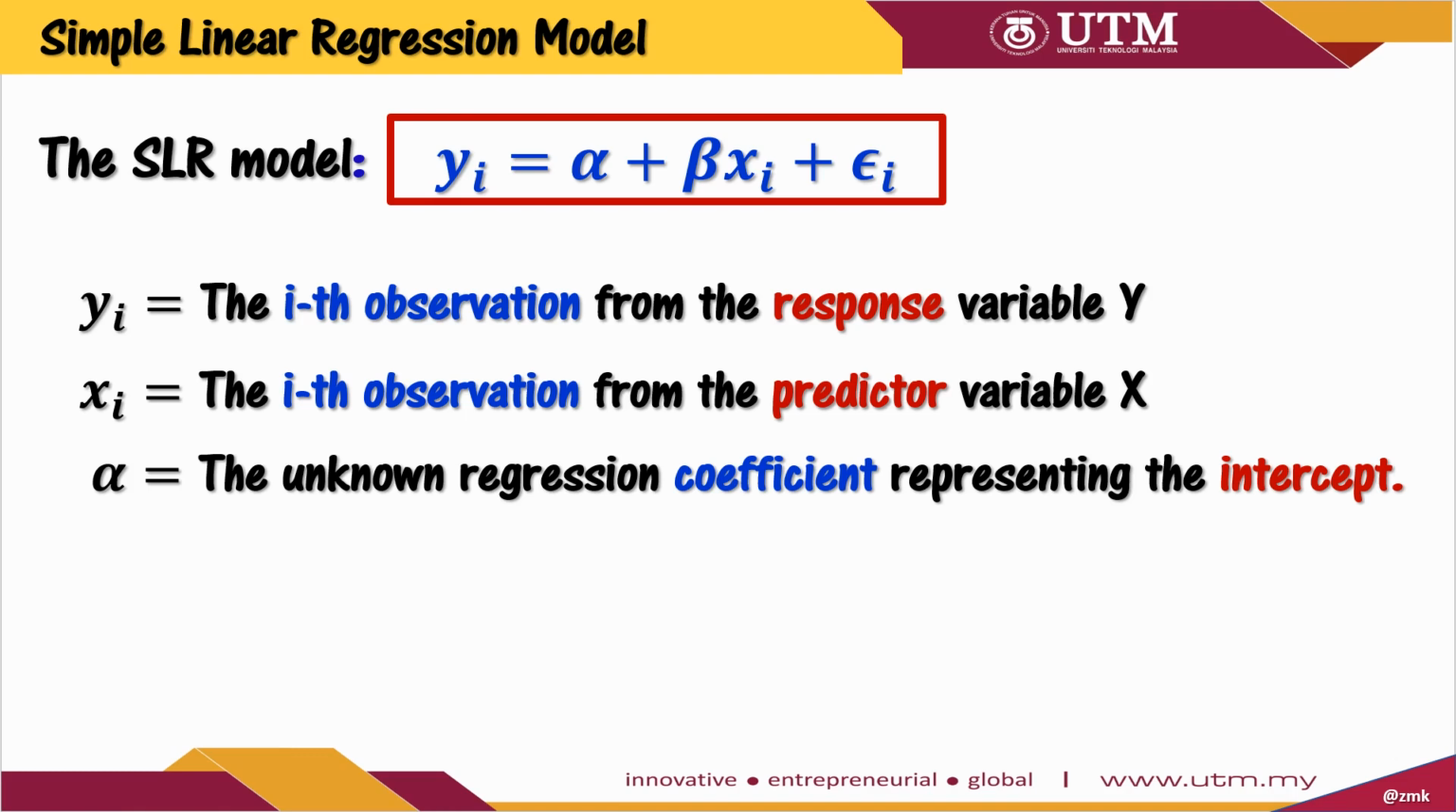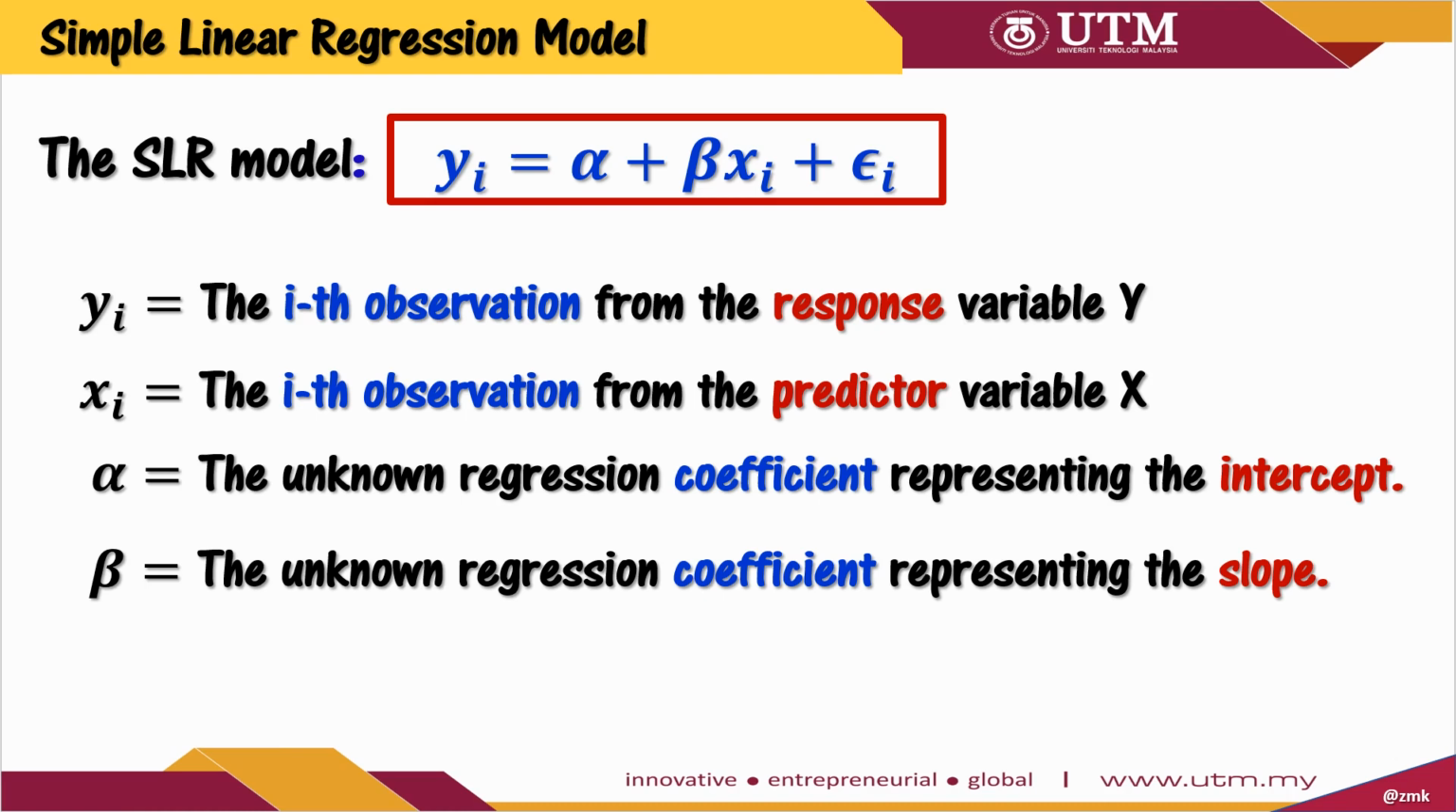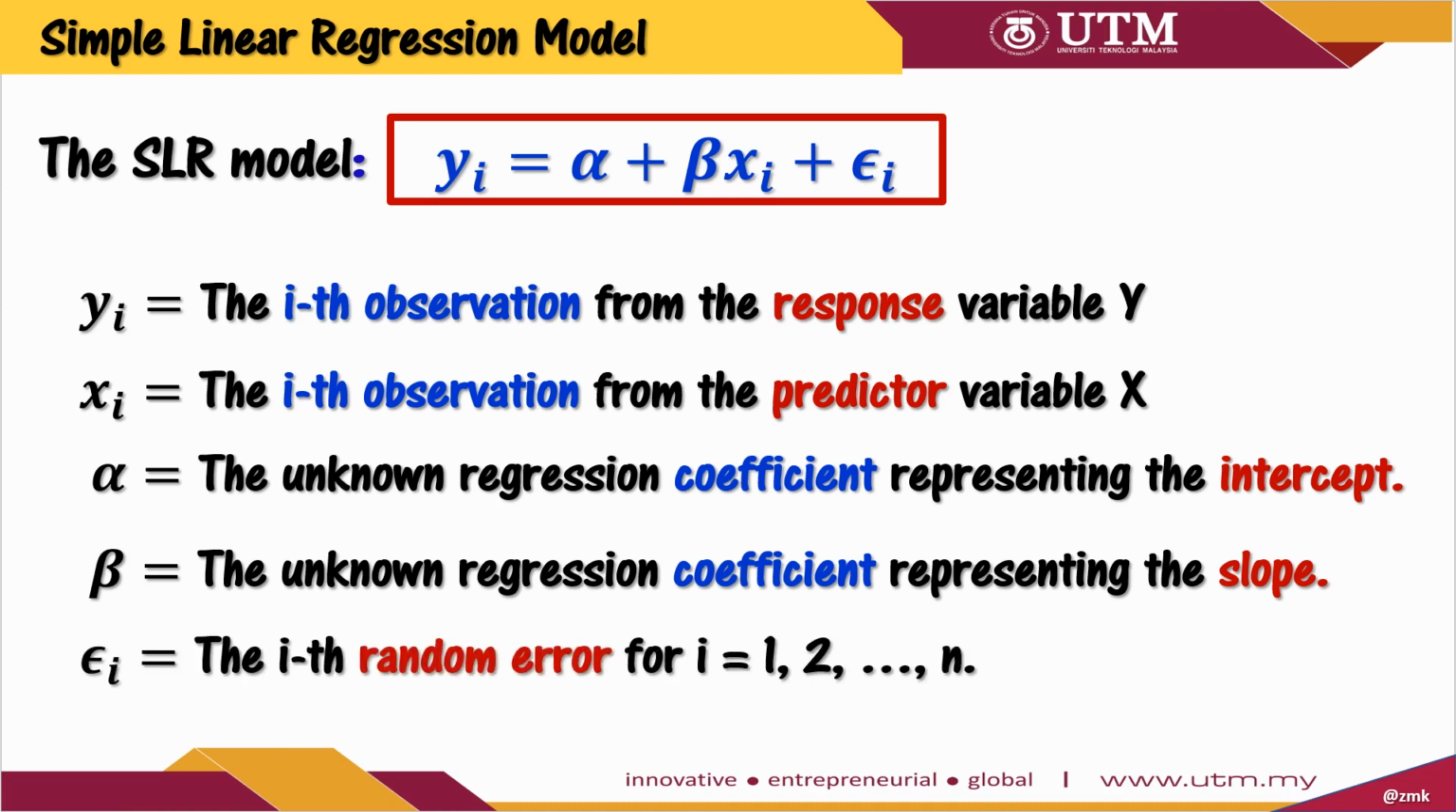Please do not confuse this alpha in the model with the level of significance alpha commonly used in a statistical test. The next notation is beta, which is another unknown regression coefficient representing the slope, and the last term is epsilon i, which represents the ith random error for all i from 1 to n, where n is the sample size, which is the number of paired sample data xi, yi in this simple linear regression analysis.